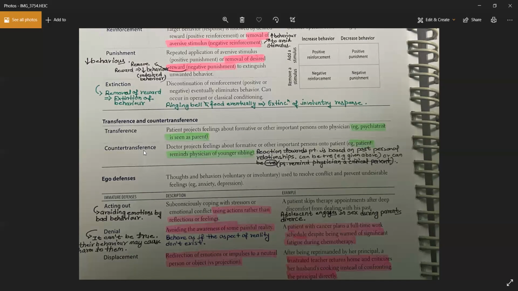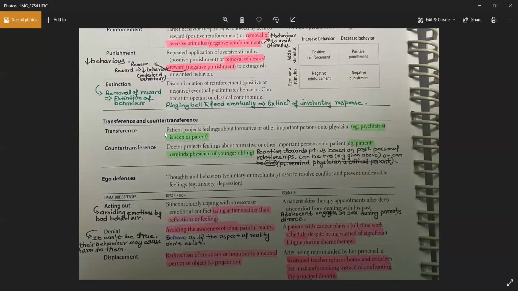Similarly, you have countertransference. Whenever the physician projects the feelings of a third person, like a parent, onto the patient. For example, the patient reminds the physician of a younger sibling. So this is known as countertransference. Whenever after seeing a patient, it reminds him of someone else, his behavior, his physique, or his dressing style, it reminds him of another person, either a sibling or a parent or anyone, you call it countertransference.